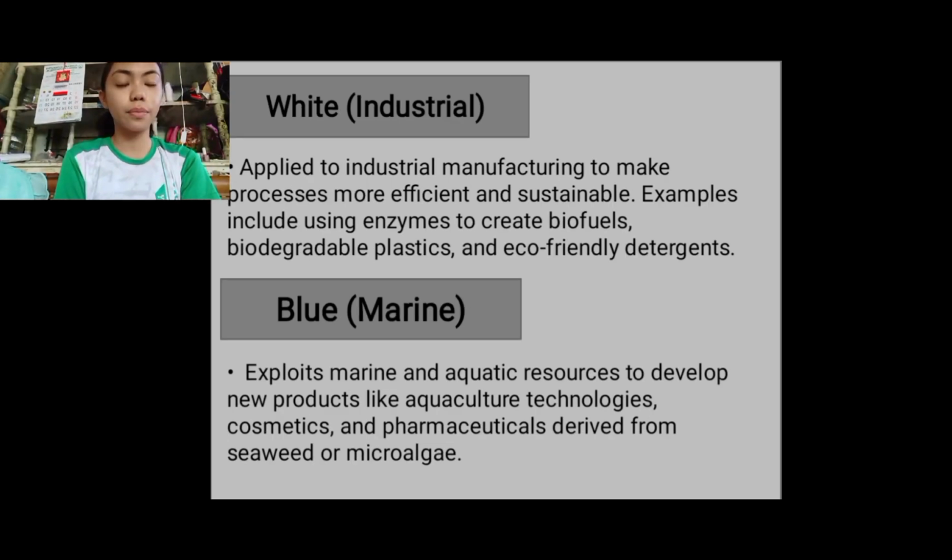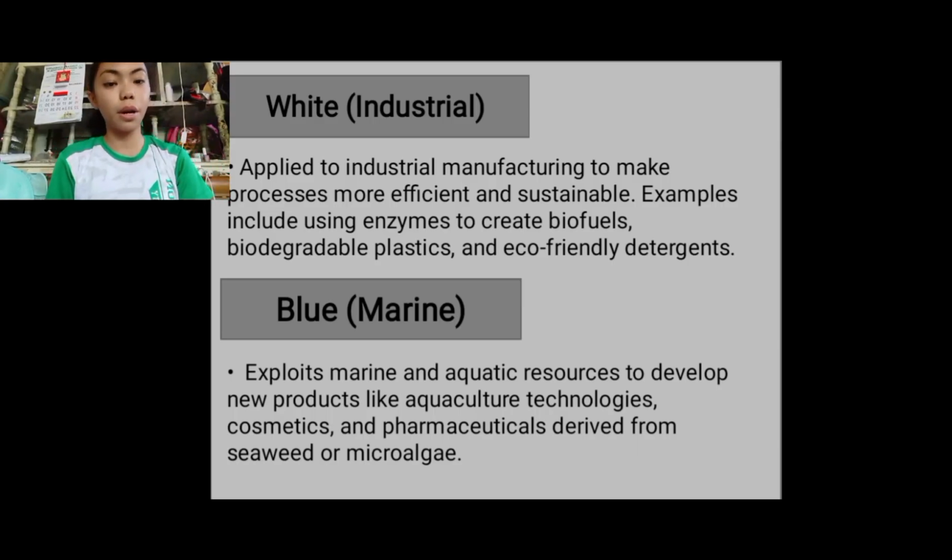Next, we have the industrial, which is represented by white. It is applied to industrial manufacturing to make processes more efficient and sustainable. Examples include using enzymes to create biofuels, biodegradable plastics, and eco-friendly detergent. So the industrial aspect is of course represented by the color white, and it mainly focuses on the sustainability and the efficiency of the industry.